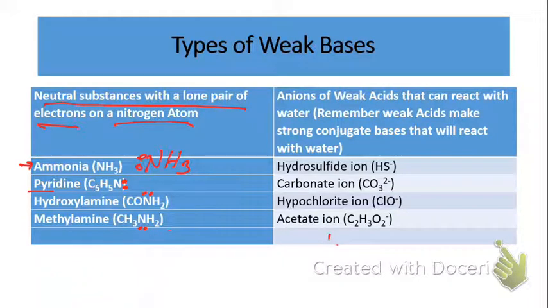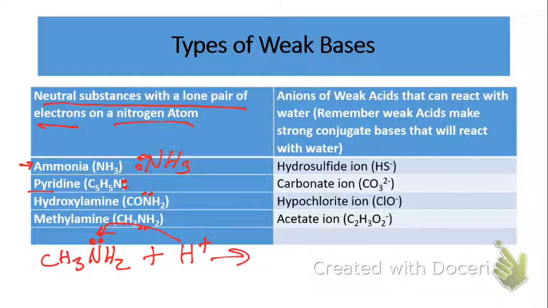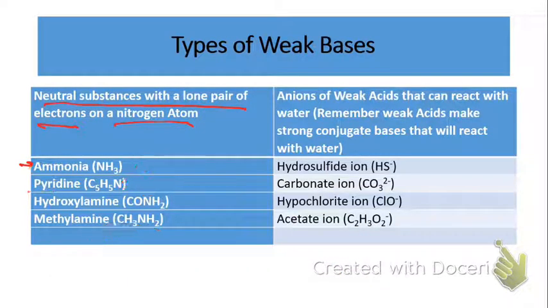We can do one more. Let's do methylamine. So CH3NH2. We have a lone pair on that amine. It picks up an H+ from some acid, and we find out we have CH3NH3+, because it picked up an extra proton there. So those are one type of weak bases that we're going to come across.